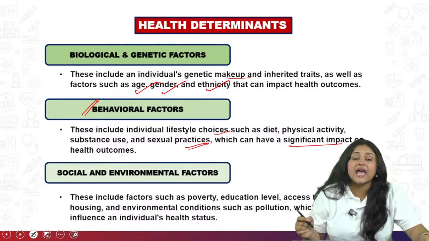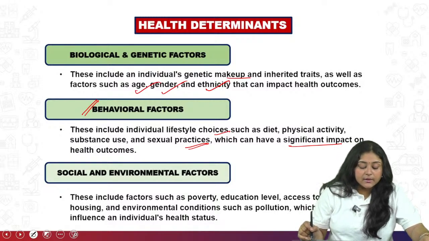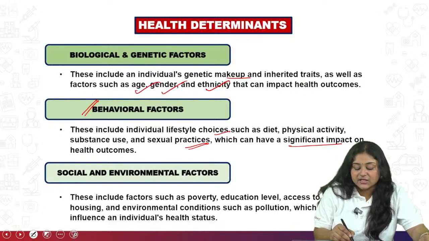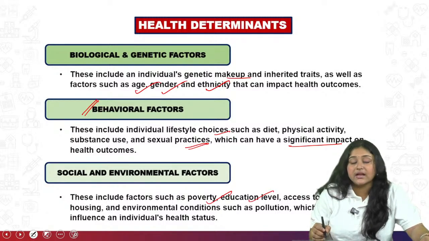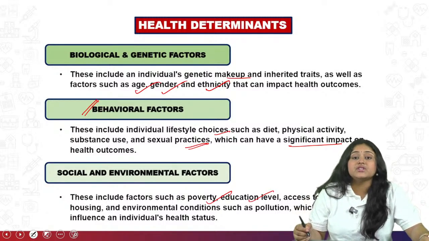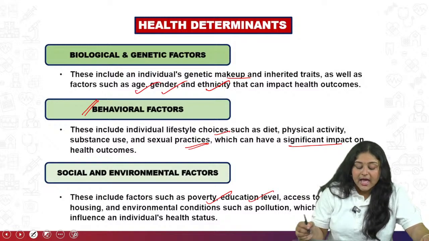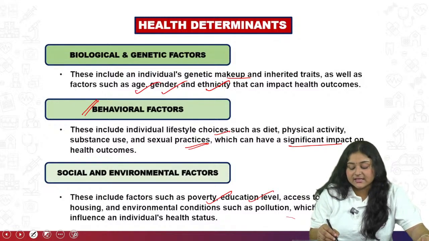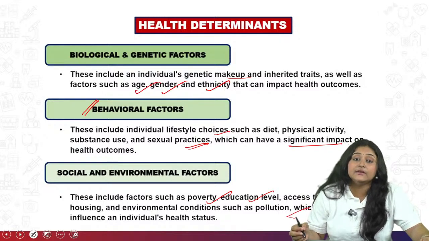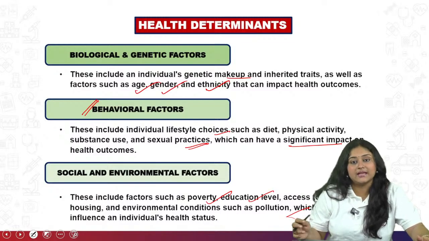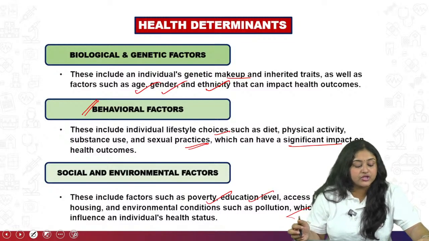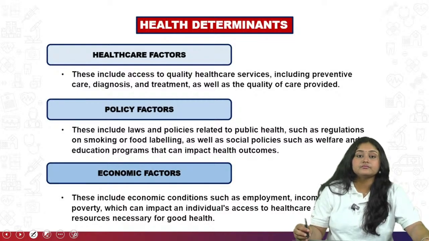Next is the social and environmental factors. Mainly this includes factors such as poverty, education level, as well as access to healthcare, housing, and environmental conditions such as pollution, which can influence the individual's health issues as well as status. Okay, so that is called social and environmental factor.